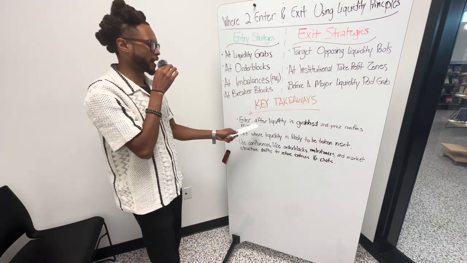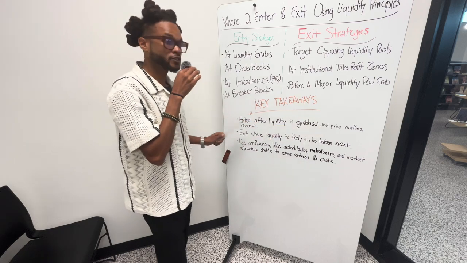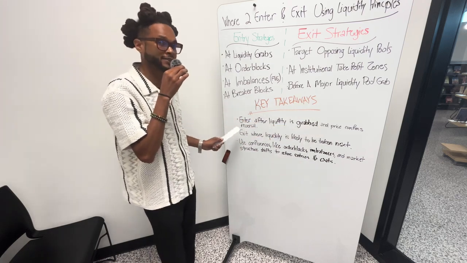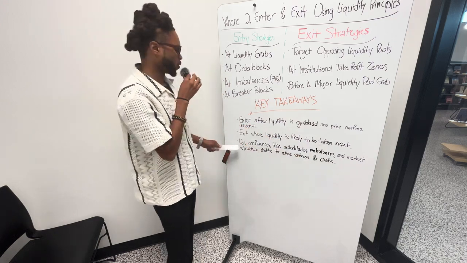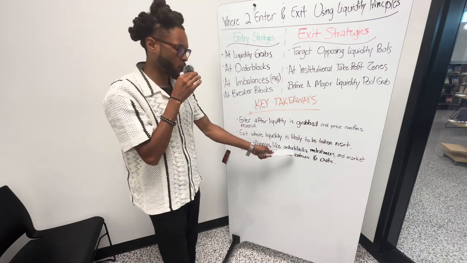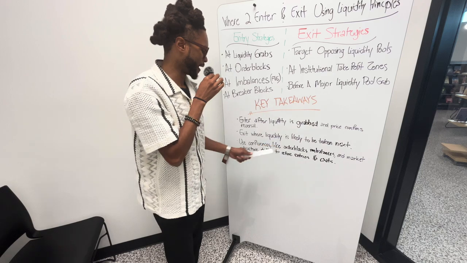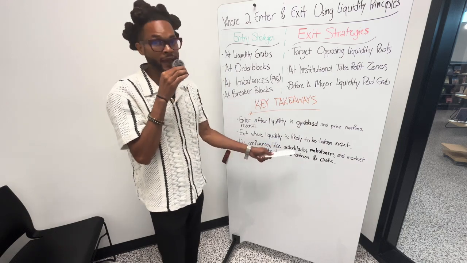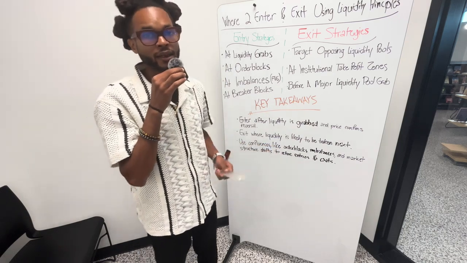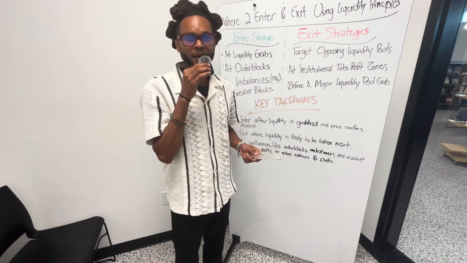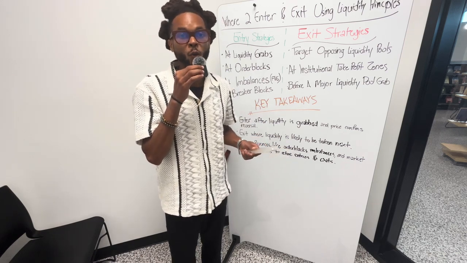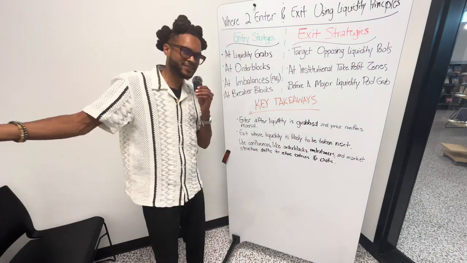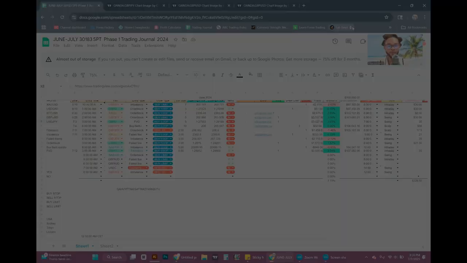And here are our key takeaways. We like to enter after liquidity is grabbed and price confirms a reversal. We will also like to exit where liquidity is likely to be taken next. We use confluences such as order blocks, imbalances, and market structure shifts to refine entries and exits. Now, let's jump on the laptop and let me show you some live examples and a live trade where I used liquidity. Shall we?